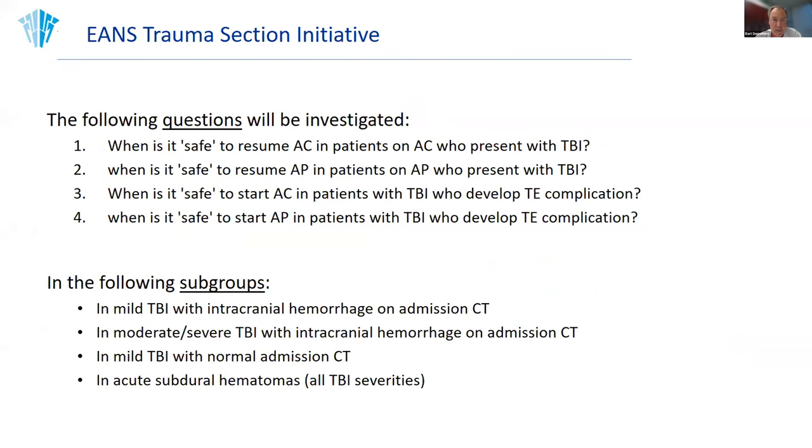So therefore, the trauma section of the EANS took the initiative to start with a systematic review and has the plan to develop a guideline specific on this item. When can you safely start or restart antithrombotic drugs? And so we try to tackle first in a literature study the following questions. When is it safe to resume anticoagulants or antiplatelets, and when is it safe to start, in thromboembolic complication situations, AC or AP drugs, in different subgroups? There's patients with mild TBI with a hemorrhage on the CT scan, obviously also patients with moderate and severe TBI, but then there's also patients with mild TBI with a normal admission CT scan, the so-called minor TBI.